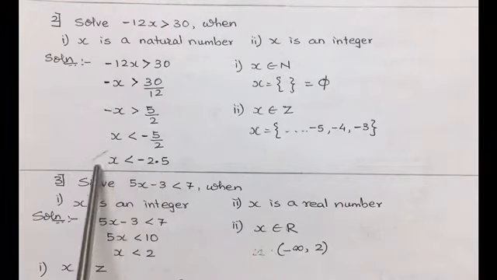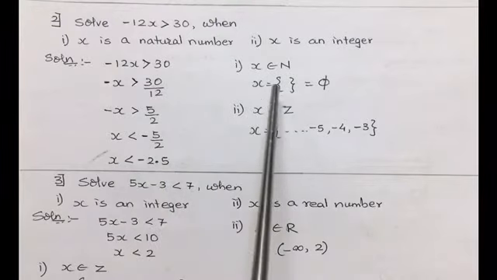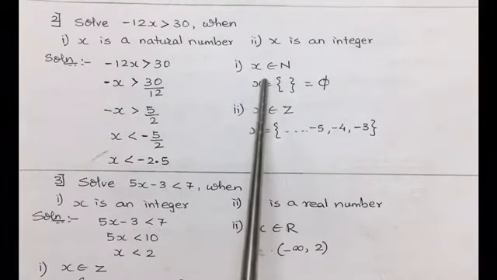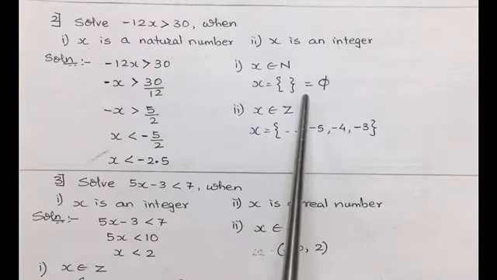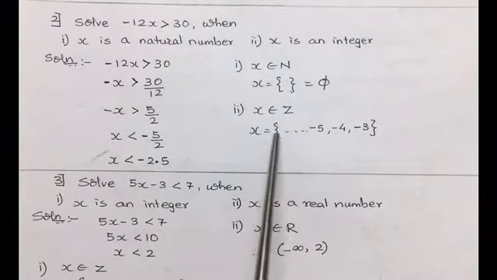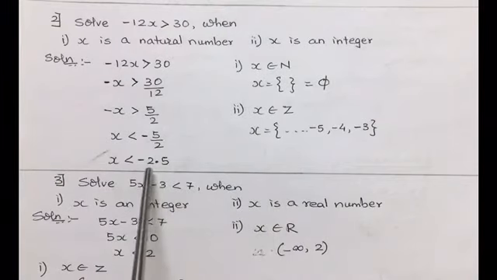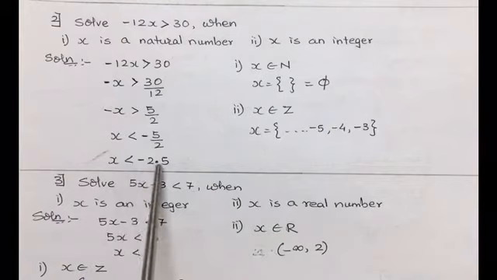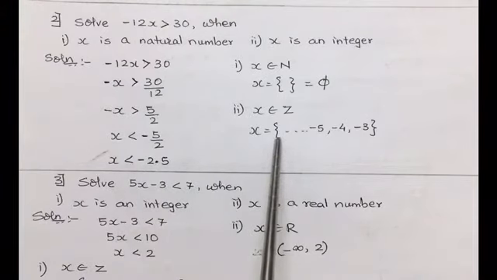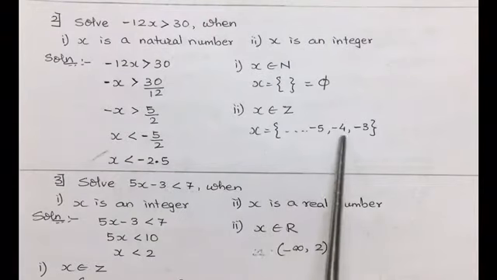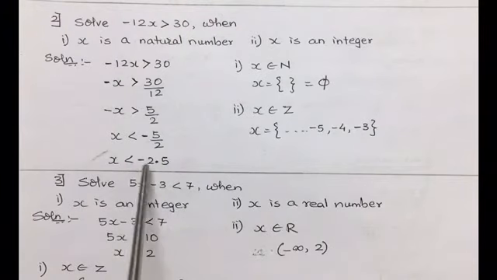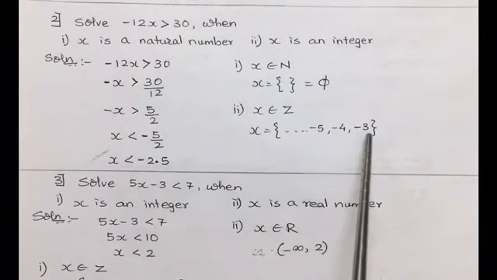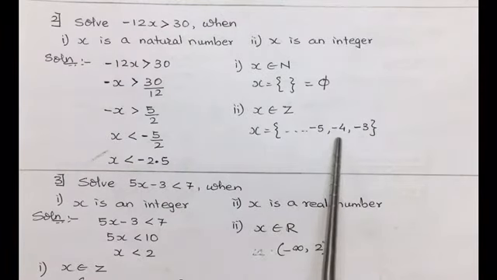That means x is taking all the negative numbers. So when calculating the solution of x in natural numbers, it will be a null set because natural numbers do not consist of any negative numbers. If it belongs to the integers, then all the integers less than minus 2.5 will be from minus infinity, minus 5, minus 4 and minus 3. So x is lying towards the left of minus 2.5, hence till minus 3 all the integers can be taken up.